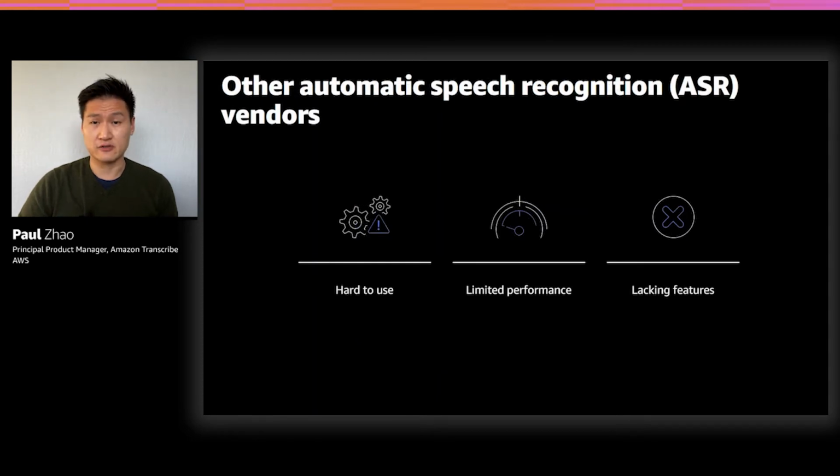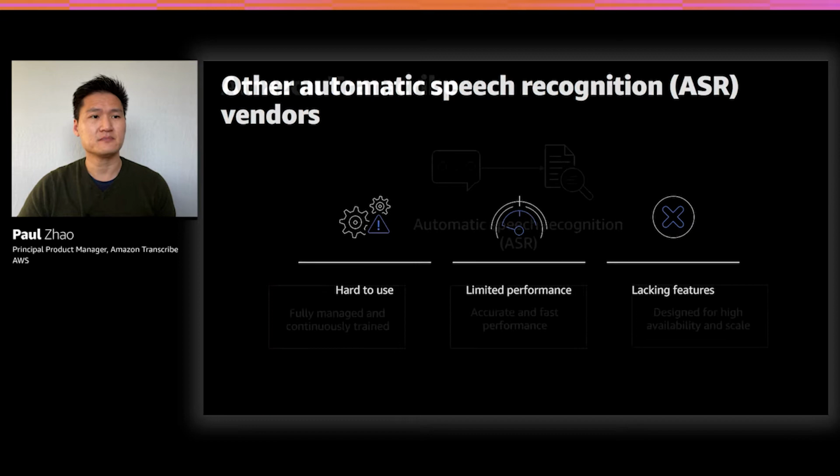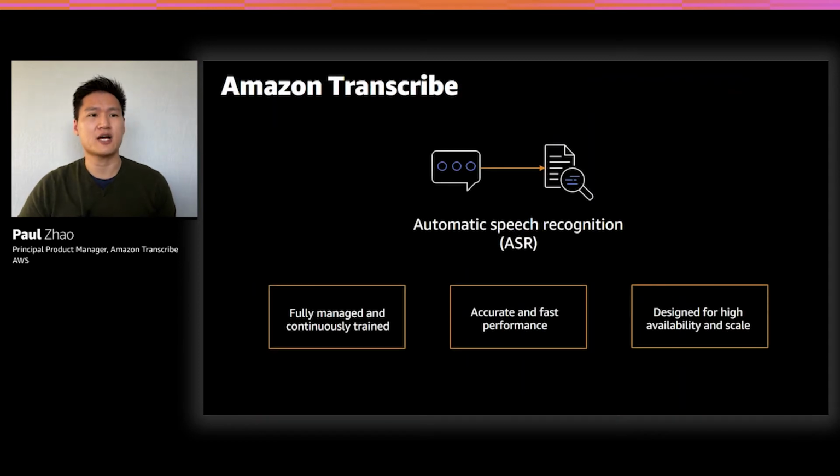Other ASR services do exist, but many of them are hard to use and require data science knowledge or some form of a priori machine learning. And still others offer limited accuracy and transcription needs, or occasionally are lacking key features that allow for user customization and configurations. By comparison, Amazon Transcribe is an easy-to-use automatic speech recognition service.